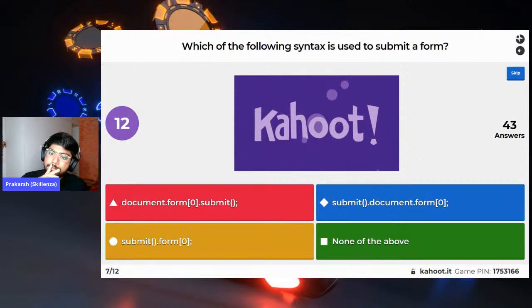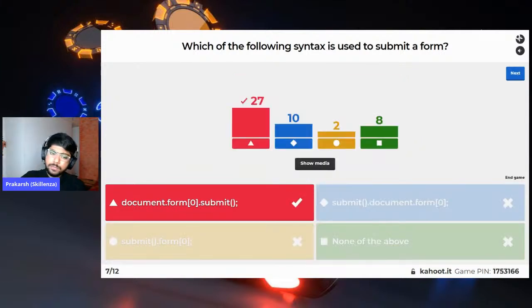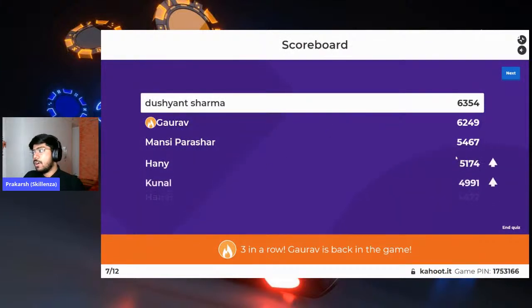Nineteen, eighteen, 10 seconds left. 44 answers, 45 answers. Yeah, what do you think? Is Dushyant gonna hold the throne? I don't think so. Moving on to the next. Gaurav is on a streak. Very close, Gaurav, very close. Hari and Kunal. Kunal just got to the top of the scoreboard. Welcome, Kunal. Moving on to the next question.